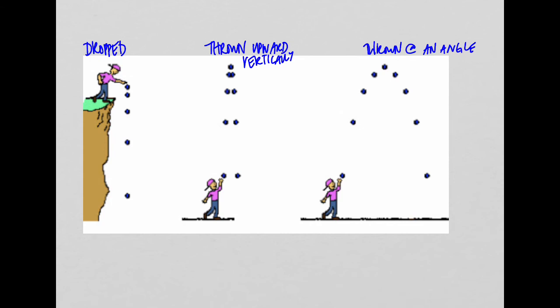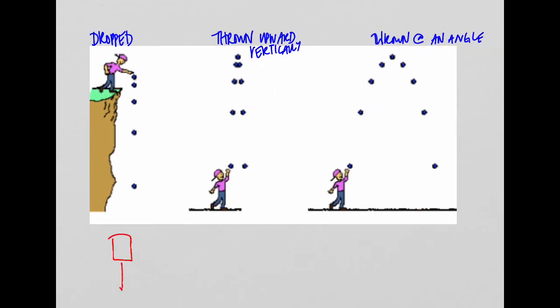Okay, so if we were to draw the free body diagram, first of all, the only force acting on this ball from the time it leaves his hand until it hits the ground is the force of gravity. Same thing with this. As soon as it leaves his hand, there's a force of gravity pulling it down. Even though it's going up, there's a force of gravity pulling it down. Same with this one. So if I wanted to draw the free body diagram of the ball in this dropped situation, it's going to look like this. If I wanted to draw the free body diagram of the ball in this situation, same thing. If I wanted to draw the ball in this situation, same thing.